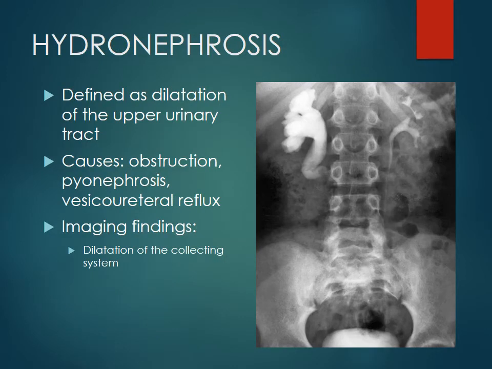Hydronephrosis is defined as the dilatation of the upper urinary tract, and this would happen secondary to obstruction either from a renal stone, renal mass, or intra-abdominal mass that would compress on the urinary tract, presence of pyonephrosis, or for the pediatric patients, vesico-ureteral reflux. On imaging, hydronephrosis is seen as a dilatation of the collecting system, as shown in this image.